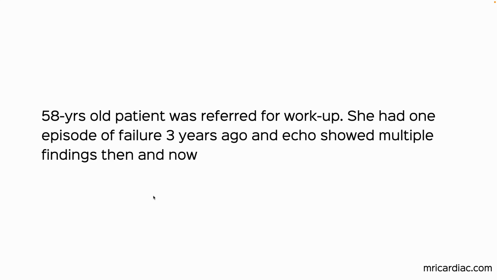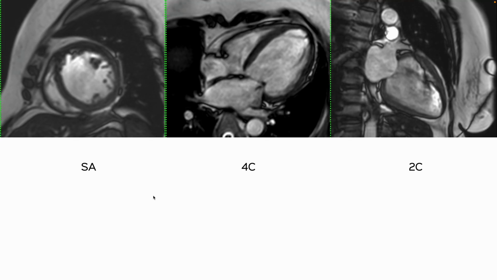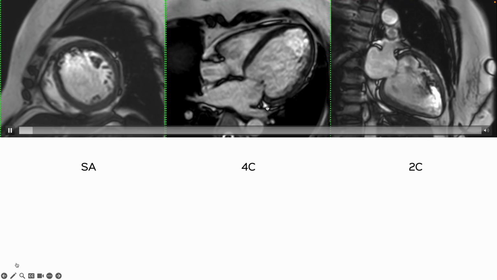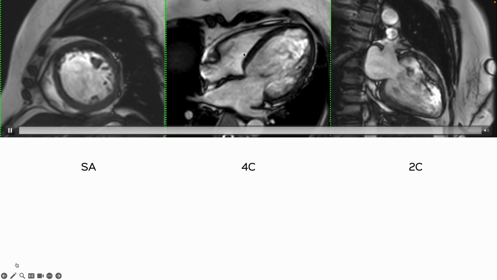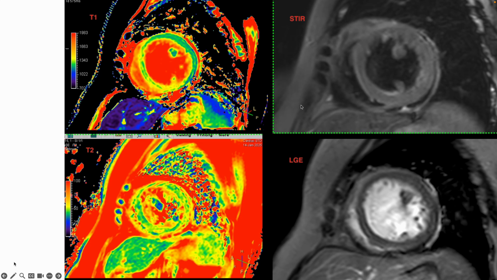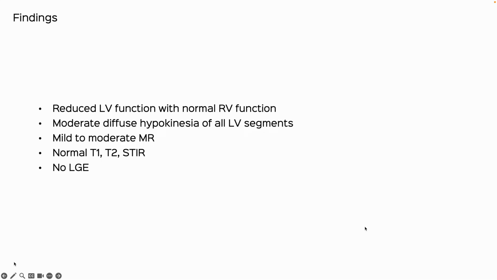So this 58-year-old patient was referred for workup. She had one episode of failure 3 years ago, and echo showed multiple findings then and now. And you can see on the short axis, 4-chamber and 2-chamber, that there is dilatation of the LV. There's mitral regurgitation, but the RV is normal. The T1, T2 STIR, late GAD are all normal. This is just the septal artery, in case you're wondering if there's mid-septal enhancement.